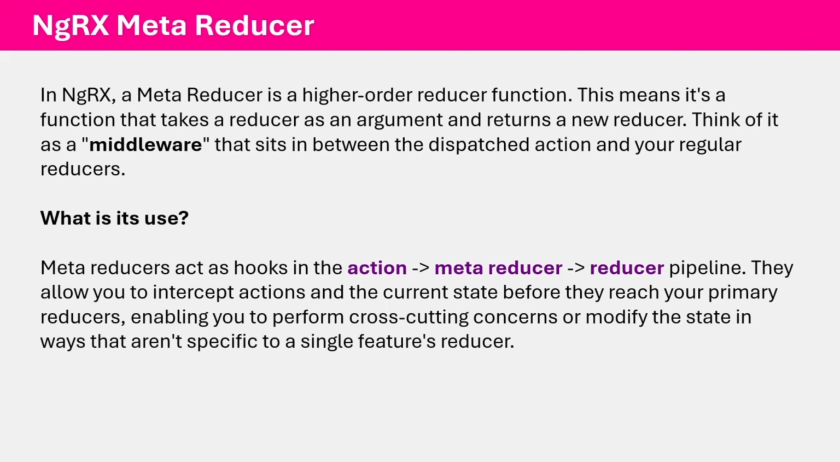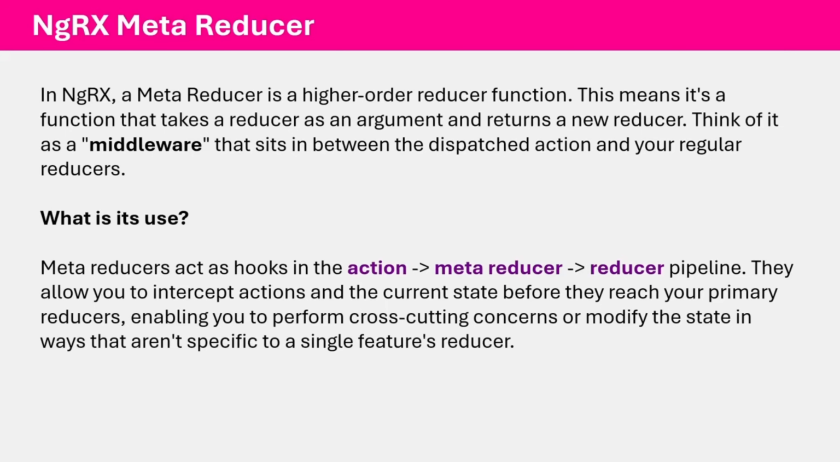In NgRx, a meta-reducer is a higher order function. That means a meta-reducer is a function which takes a reducer as an argument and then it also returns a new reducer. So you can think of a meta-reducer like a middleware that sits in between the dispatched action and your regular reducers. So far we have learned that whenever we dispatch an action, after the action is dispatched, a reducer comes into picture and it changes the state.